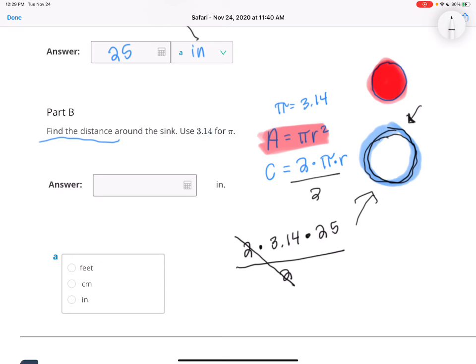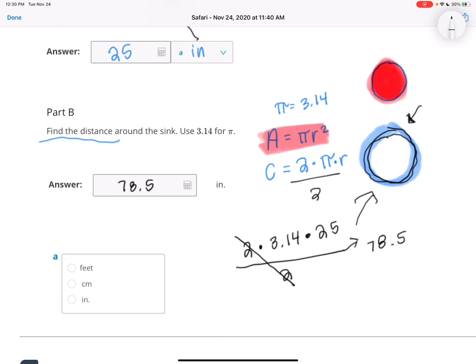So I see 3.14 times 25 would actually be 78.5. 78.5. Okay.